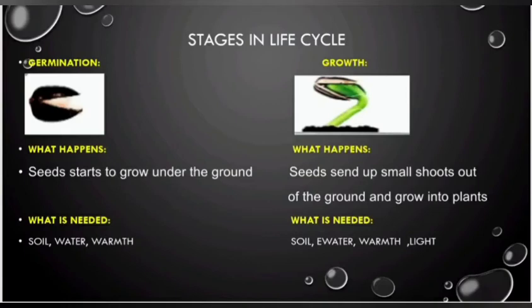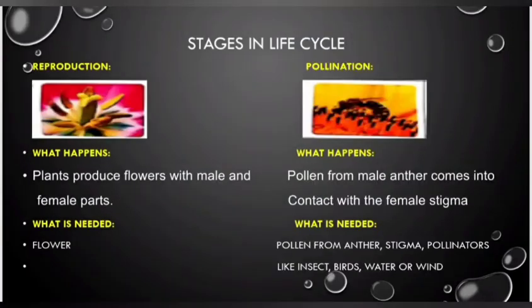They need light because they need to produce their own food during the process we call photosynthesis. So these are the first two stages in the life cycle of a flowering plant. Another stage in the life cycle: reproduction and pollination.